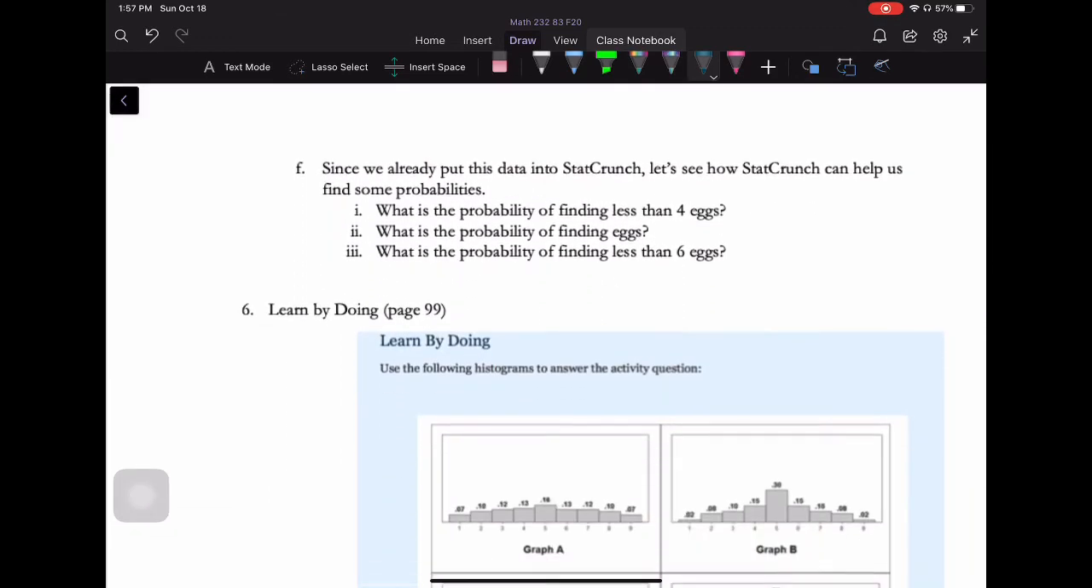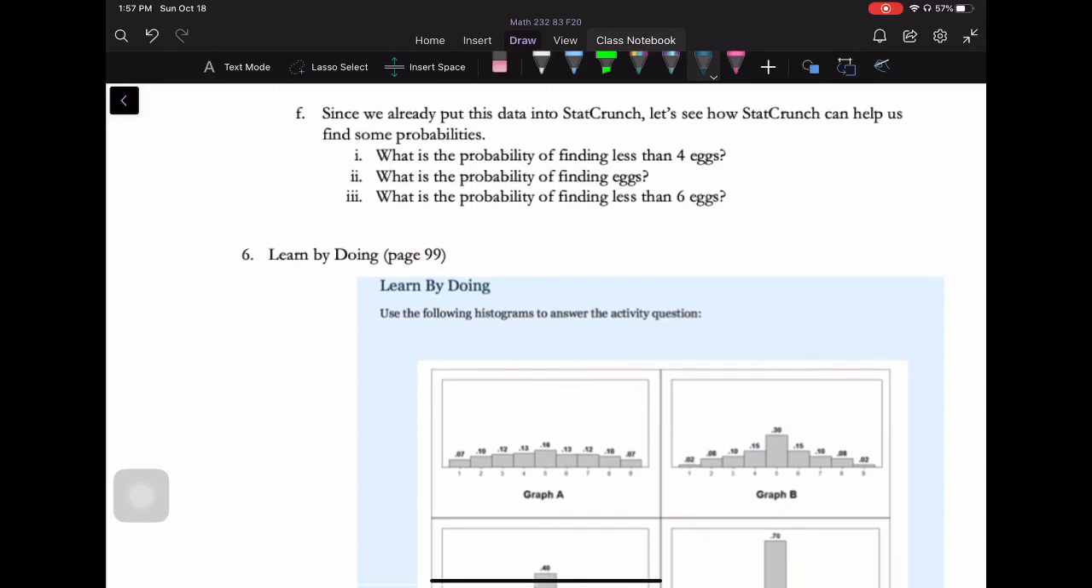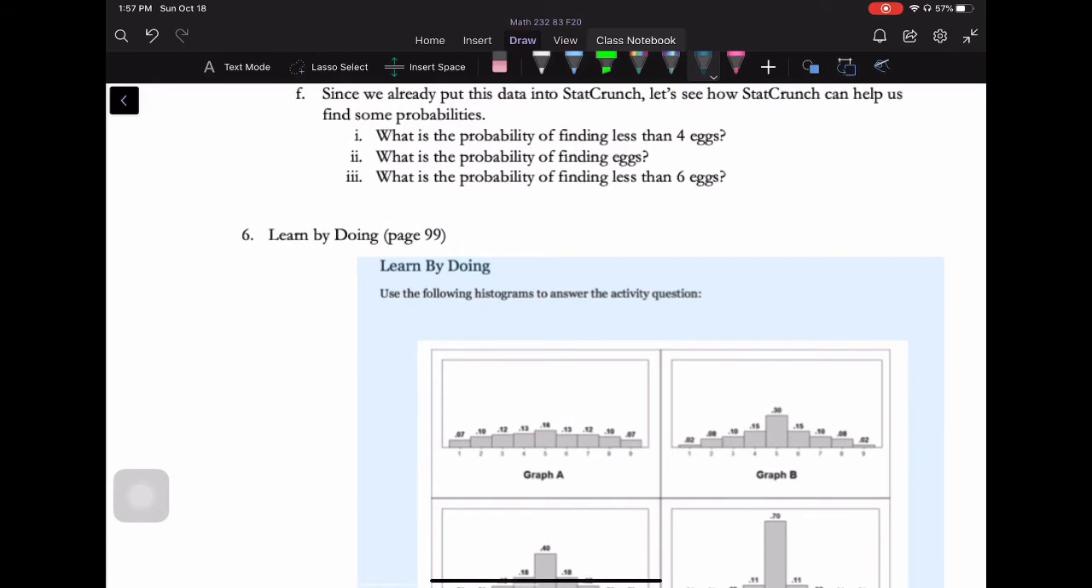Since we already put the data into StatCrunch, let's see how StatCrunch can help us find some probabilities. What's the probability of finding less than 4 eggs? It just says eggs, and the probability of finding less than 6 eggs. We're going to use StatCrunch to help.